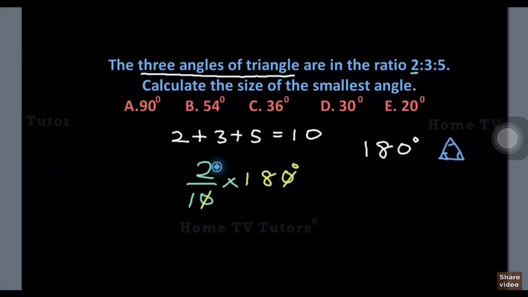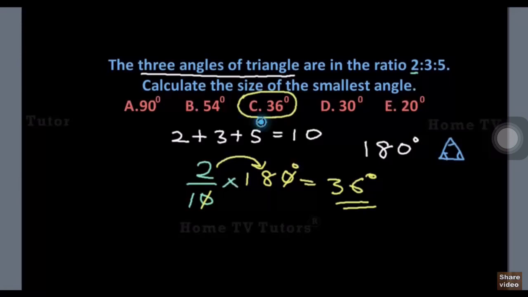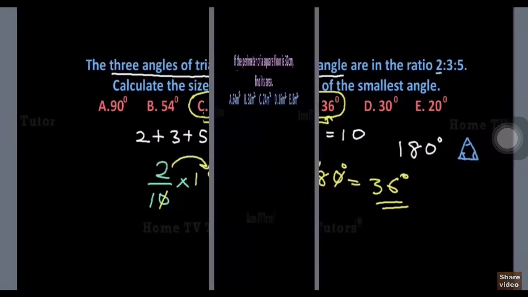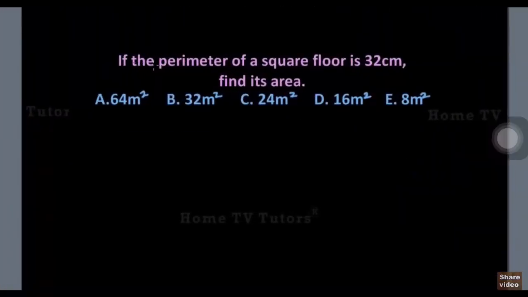Hope you are jotting this down. 2 times 18 gives us what? 36 degrees. Do not forget your degrees in case you are not given options. So that's option C, 36 degrees. Then we move to the next question.